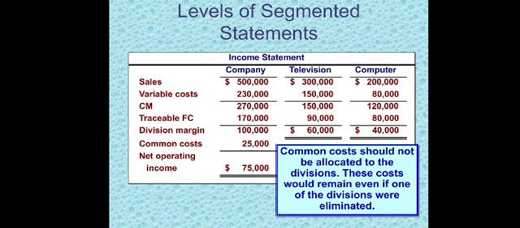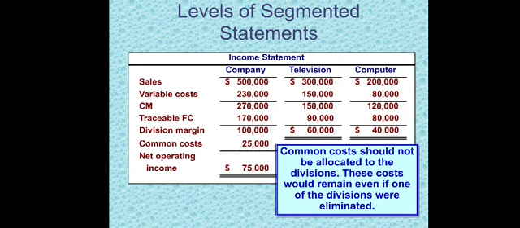So when you prepare an income statement for segments of businesses, you cannot divide the common cost. You only can divide or calculate the traceable fixed cost. Okay, I will try to explain it in a different way.